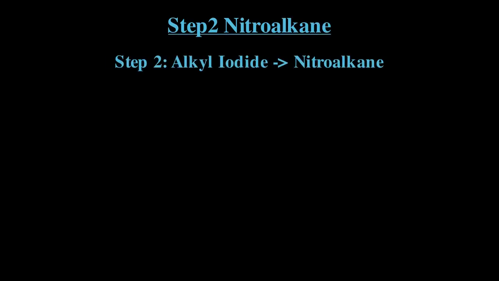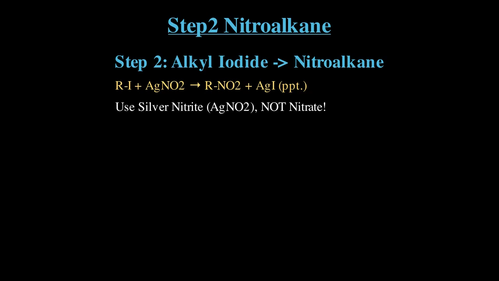Now for step 2, convert alkyl iodide to nitroalkane. The critical reagent is silver nitrite, formula AgNO2. Remember, not silver nitrate. The general reaction is R-I plus AgNO2 gives R-NO2 plus AgI. Silver forces the nitro linkage, a C-N bond, rather than the nitrite ester C-O-N bond that sodium nitrite would give.